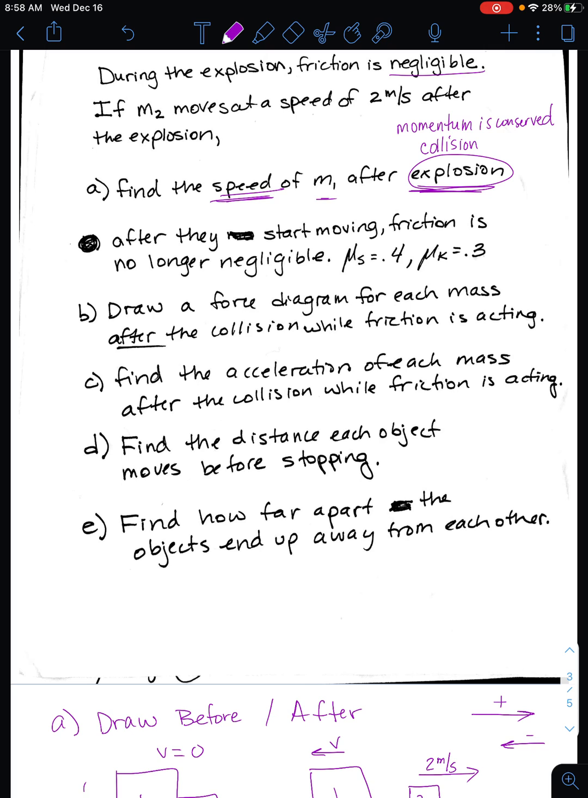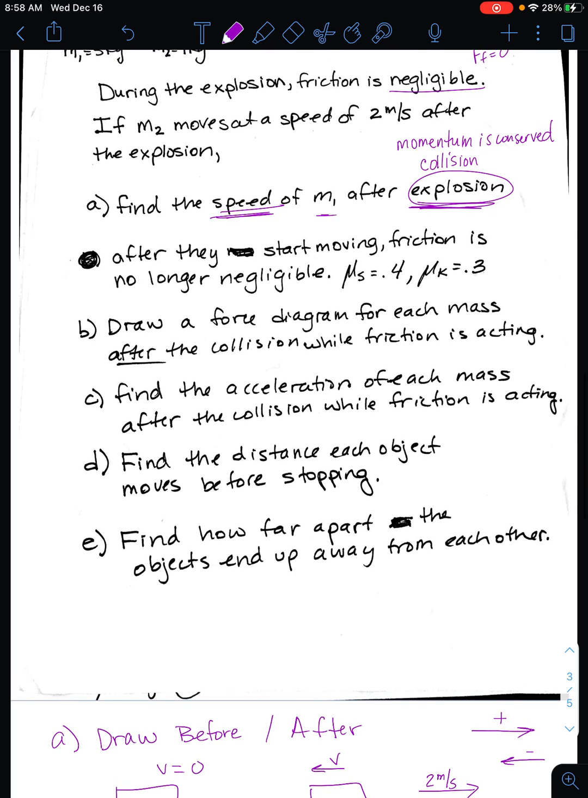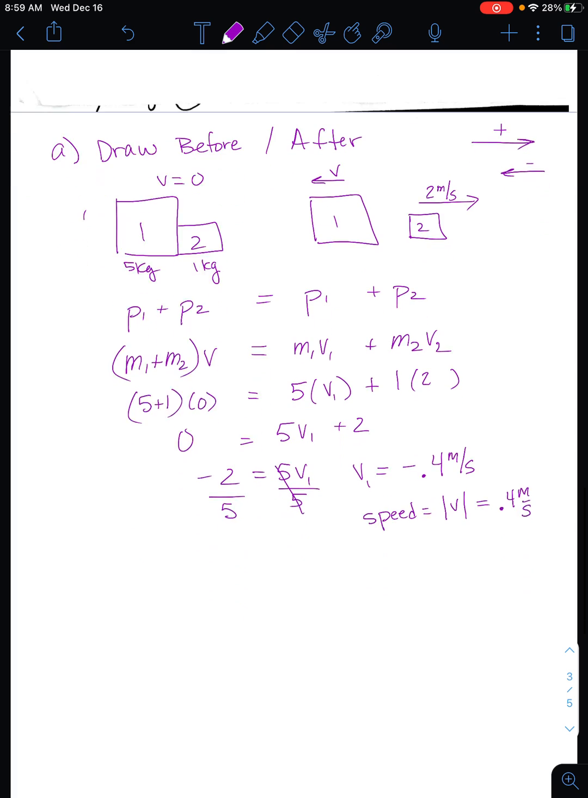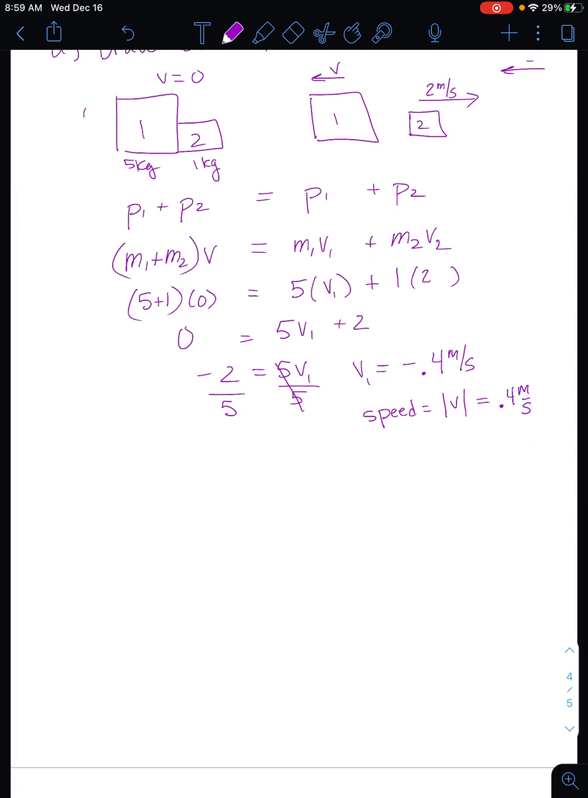Now for part B, after they start moving, friction is no longer negligible. They have friction acting on them now, and they give us mu s and mu k. So it says draw a force diagram for each mass after the collision while friction is acting on them. So these two masses have now hit a rough spot where object 1 is moving to the left on rough ground, and object 2 is moving to the right on rough ground.